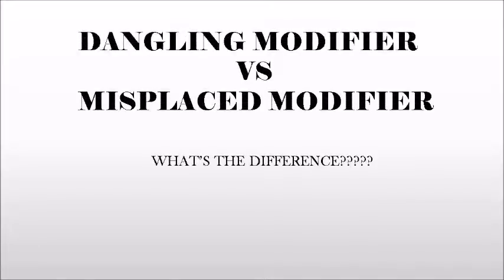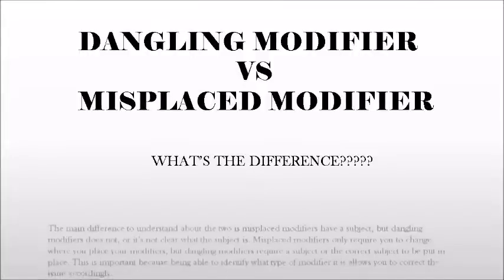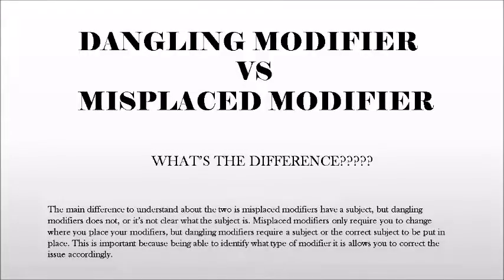Alright, so what's the difference? The main difference really to understand about the two is misplaced modifiers usually have a subject, but dangling modifiers do not, or it's not clear what the subject is. As we discussed earlier, the sentences basically had two things that the modifier could have been referring to. It was just not easy to tell which one it was.